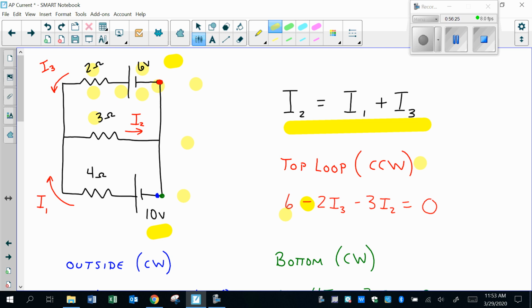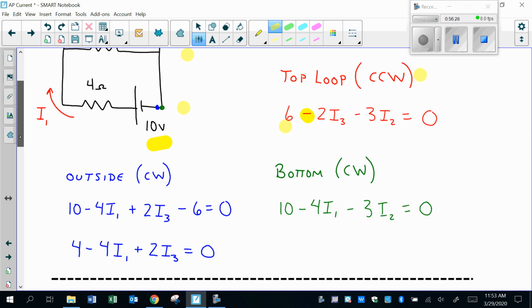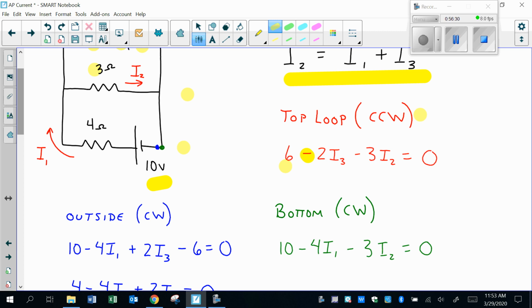A nice simple equation to use. I can do the bottom loop. That's going from green here, and I'm going to go again, as you can see, clockwise this time. So I go through the 10, from low to high, positive 10. With the current means a negative and a negative.